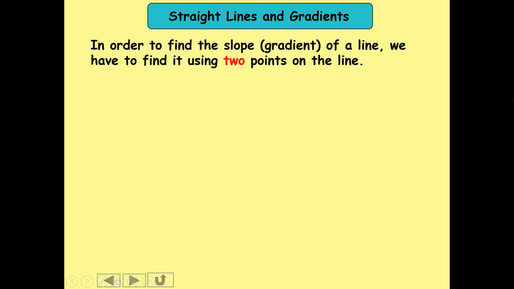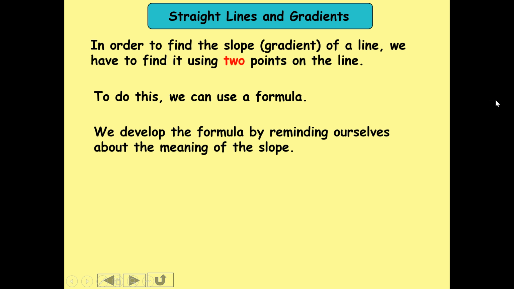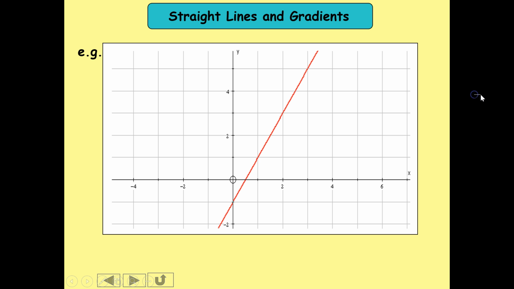Welcome back. In this section, we're going to look at finding the slope, also known as the gradient of a line. In order to find the slope or gradient of a line, we have to find it using 2 points on the line. To do this, we can use a formula. We develop the formula by reminding ourselves about the meaning of the slope. For example, in order to find the slope of this line, we can use what's known as the rise over the run. Here we have the run, and up here we have the rise.